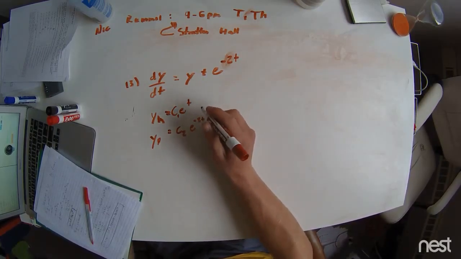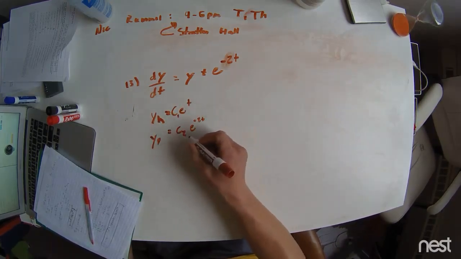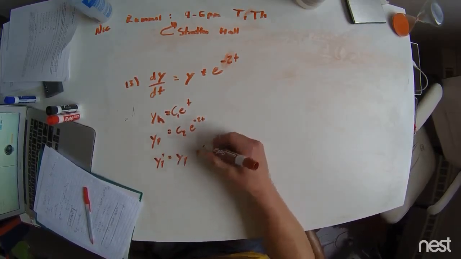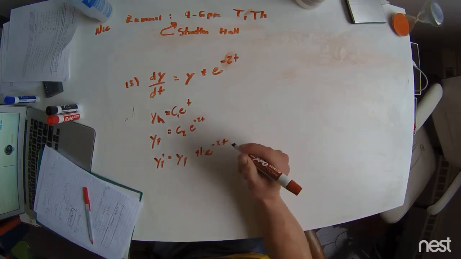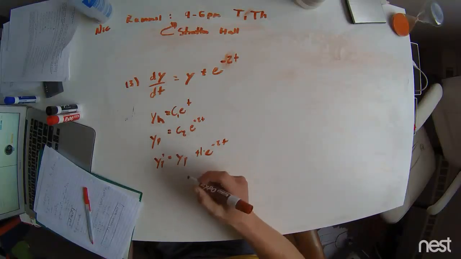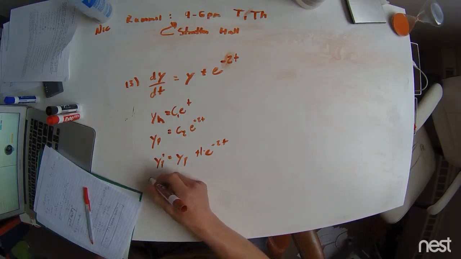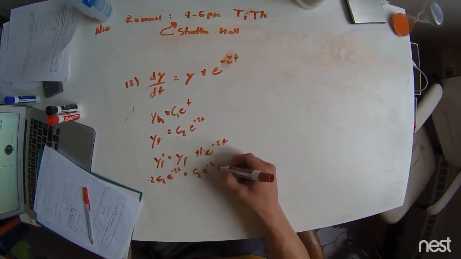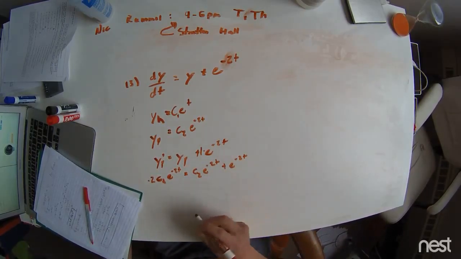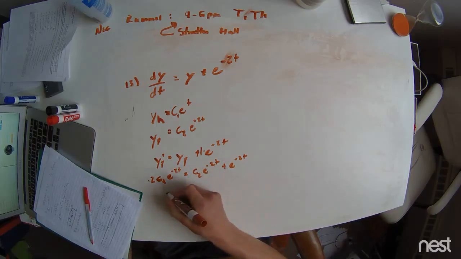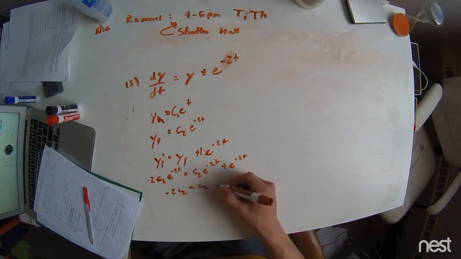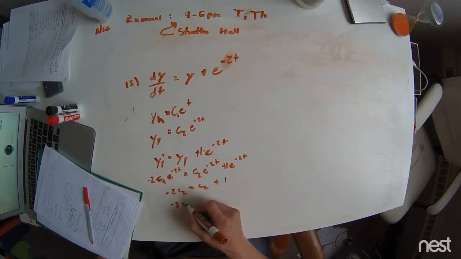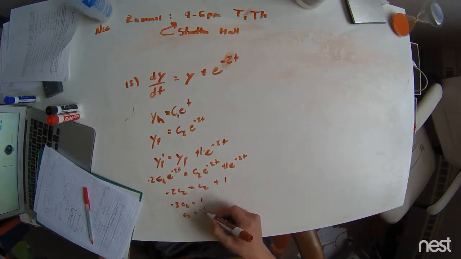And so now we're going to see how this plays out to solve for this c2 term. We see that y particular prime equals y particular plus e to the negative 2t, and there's kind of an invisible 1 times that right there. We get c2 times a negative 2 because we're taking the derivative of it, right? E to the negative 2t equals c2 e to the negative 2t plus e to the negative 2t. Now all of these are like terms, so we can break it down into a coefficient problem. And we get c2 plus 1. That's that invisible 1 right there. And we get negative 3 c2 equals 1. So we get c2 equals negative 1 third.